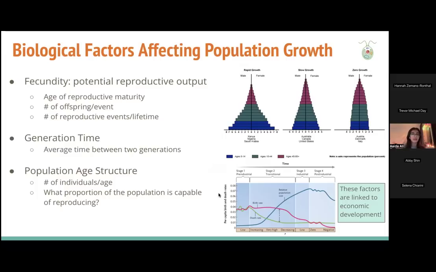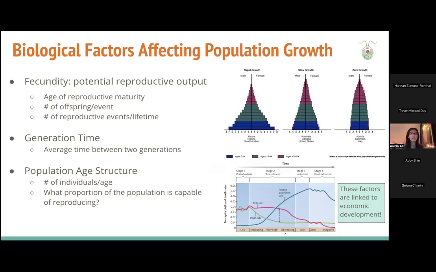The next biological factor is generation time. And so this is the average time between two generations. In general, larger organisms will have longer generation times, like longer times in between one generation and the next. So for example, for humans, it might be 25 years between your parents giving birth and then you giving birth, whereas for bacteria, it might be like 20 minutes. So a lot shorter.